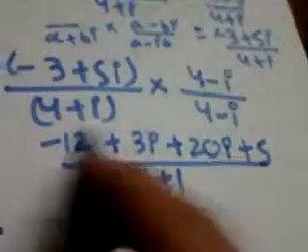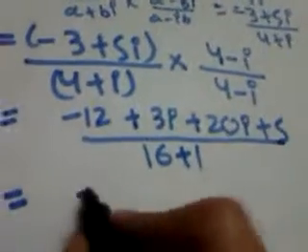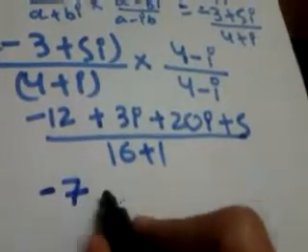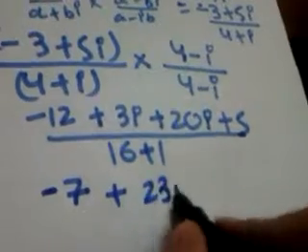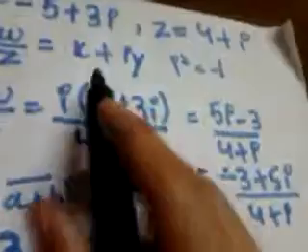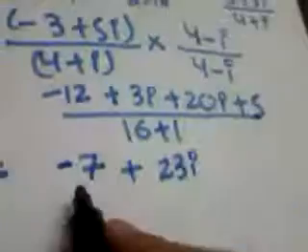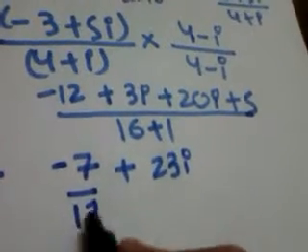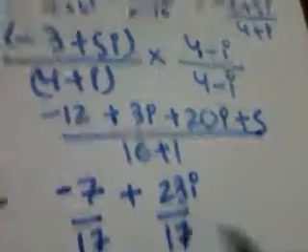again write the real part at the front. 5 minus 12 is minus 7, plus 23i, and it says express it in this form. So just separate this. This is going to be over 17. Okay, all done.